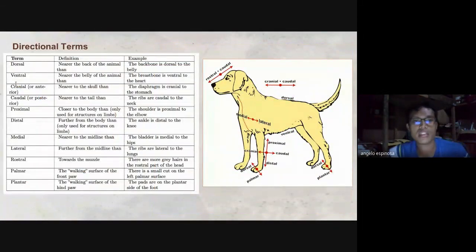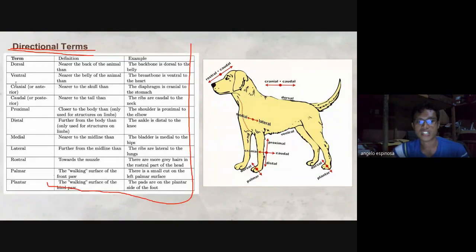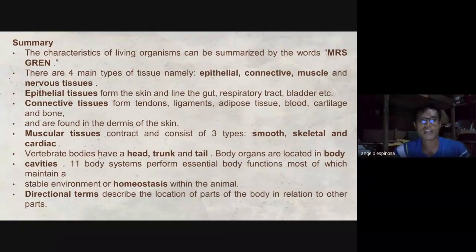So this one should be familiarized, directional terms, kasi baka lumabas sa board exam na mga import yan. At least siguro isa may lumabas dyan, at least meron na kayong idea. Ayan. So kindly screenshot na lang. Alam ko mahilig kayo sa screenshot. And then yan. So let's have a summary.